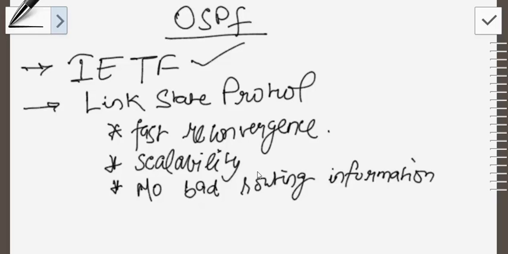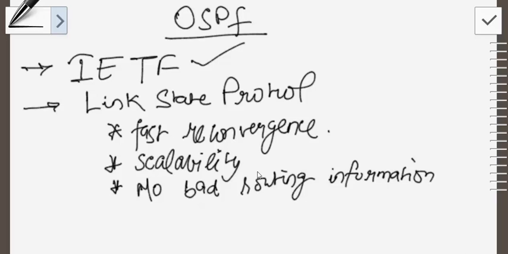OSPF, Open Shortest Path First, is a widely used interior gateway protocol. This protocol was developed by the Internet Engineering Task Force, that is the IETF, as a replacement for the problems of RIP, and it is an open standard protocol.